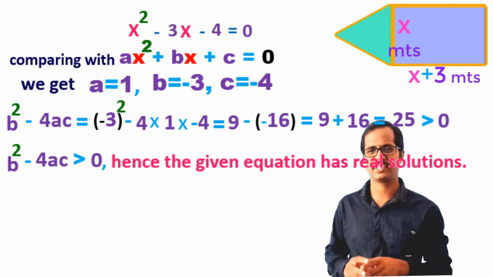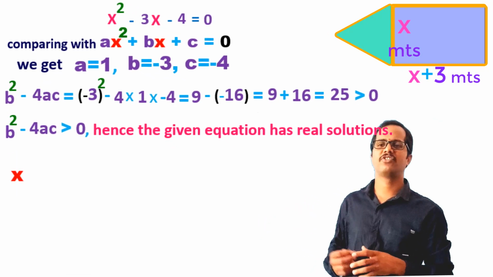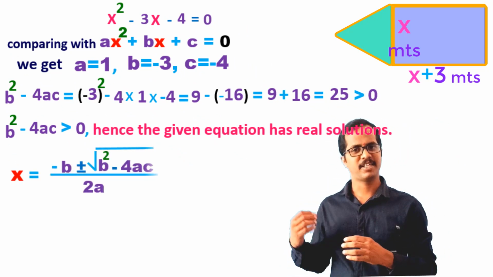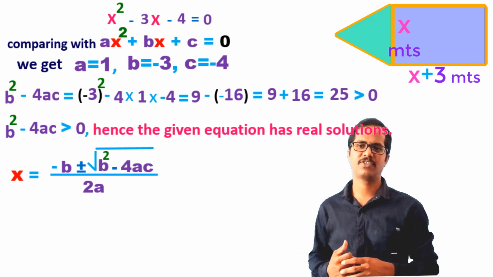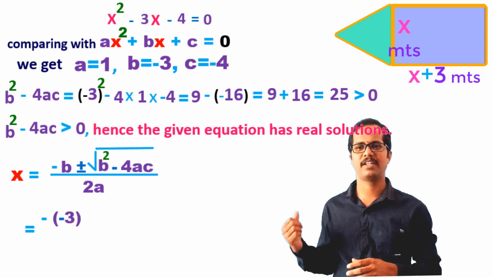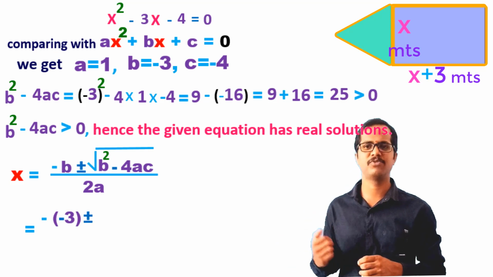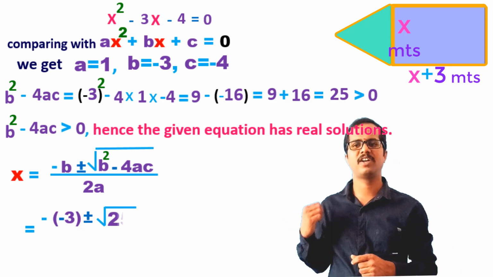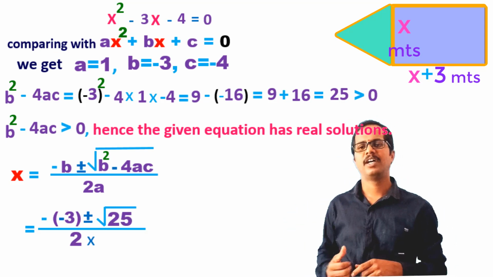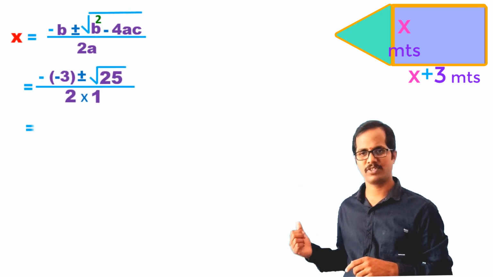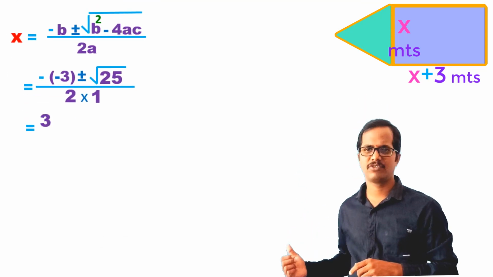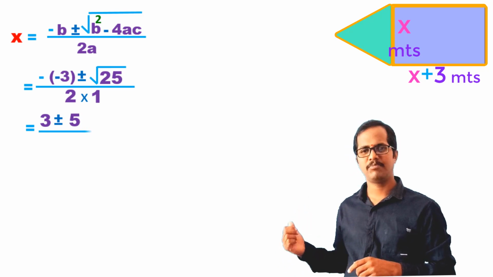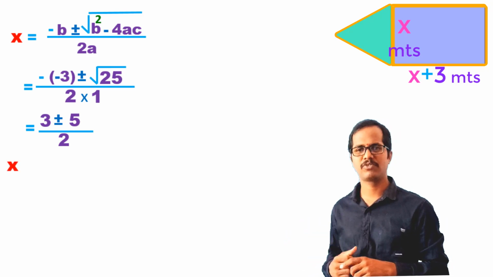So let us find out the solutions. x equals minus b plus or minus under root b square minus 4ac by 2a. Substituting the respective values, we get x equals minus b, that is minus of minus 3, which is plus 3, plus or minus under root of the b square minus 4ac value, which we already found is 25, so square root of 25, by 2 into 1. Square root of 25 is 5. So x equals 3 plus or minus 5 by 2 into 1, that is 2.